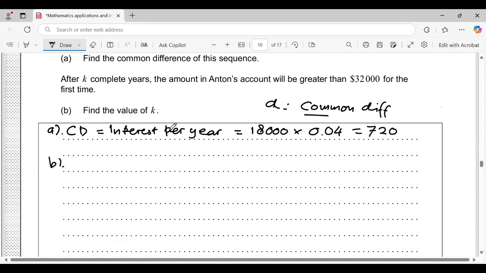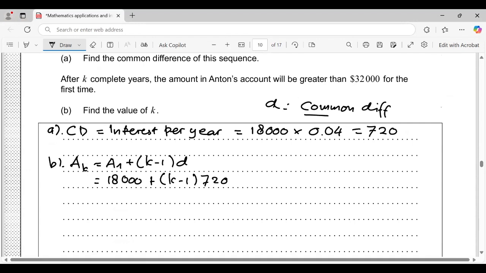Part B. After k complete years, the amount in Anton's account will be greater than $32,000 for the first time. Find the value of k. We need to use the general formula for the amount a_k: a_k equals a_1 plus k minus 1 times common difference d. So it becomes 18,000 plus k minus 1 times common difference 720.